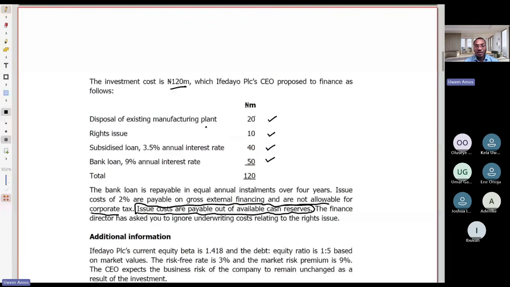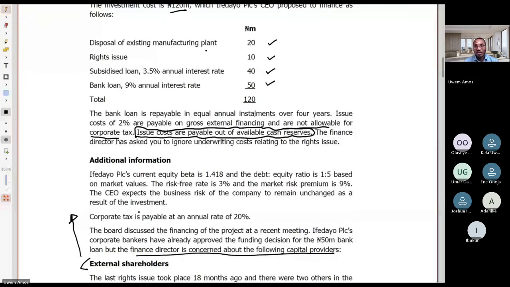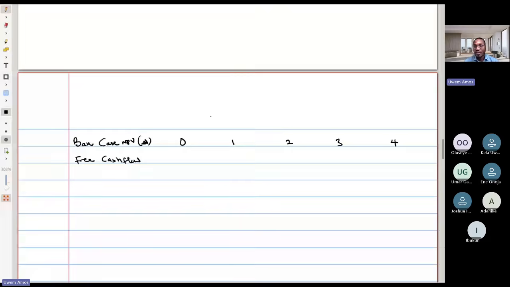Let's get our currency so that we don't mismark. And let's get the company's name, Ifedayo Plc, APV computation. Okay, so let's break that down.